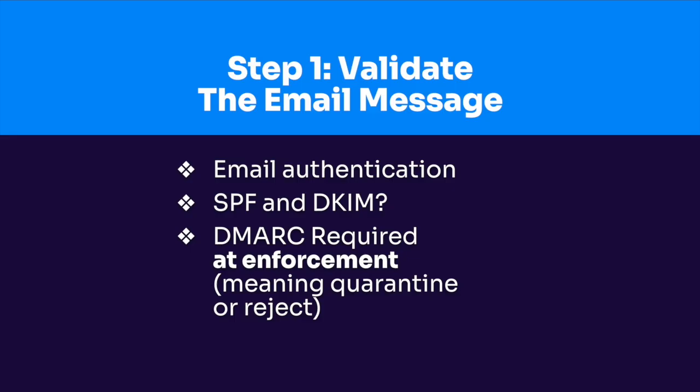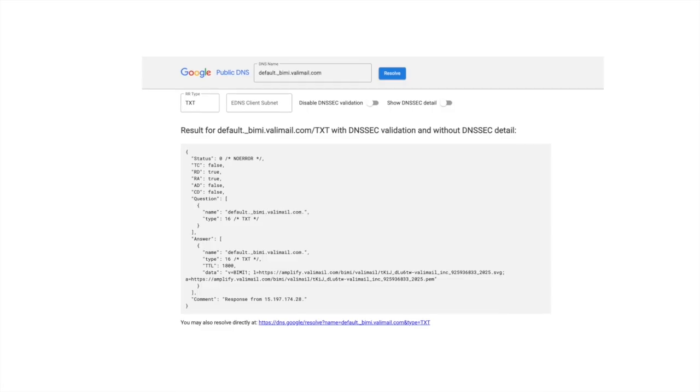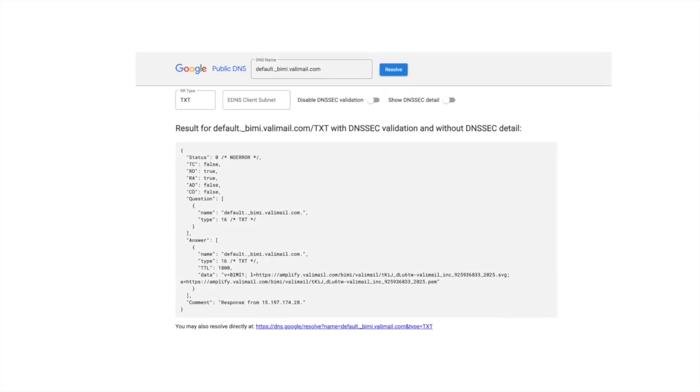Now on to step two. Find the BIMI record. BIMI records live in DNS. The mailbox provider looks for a BIMI record associated with the visible from domain. If a record isn't found at the exact match level, meaning it could be a top-level domain or a subdomain, implementations today fall back to look for a BIMI record at that organizational or top level for a domain. That's why a BIMI record published at the org level of a domain will result in a logo showing for mail sent from subdomains as well.